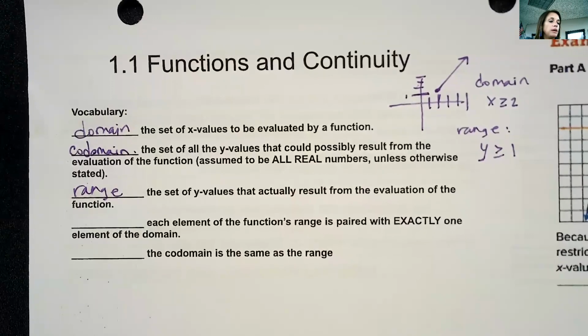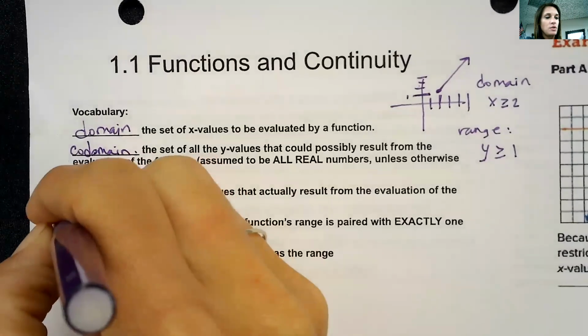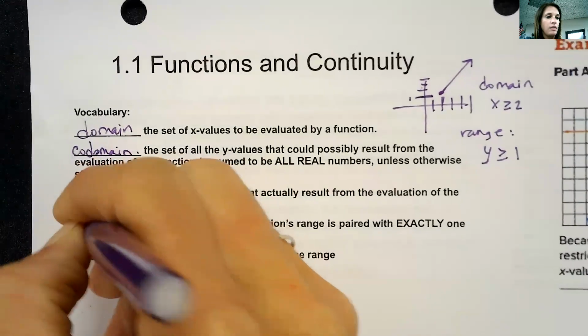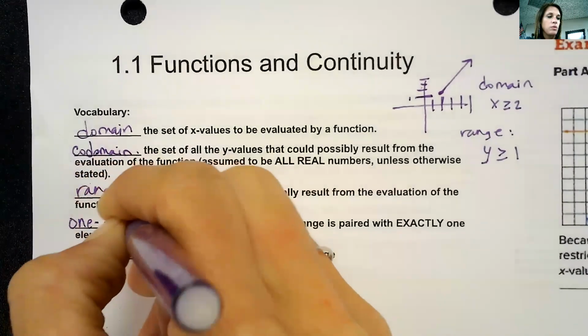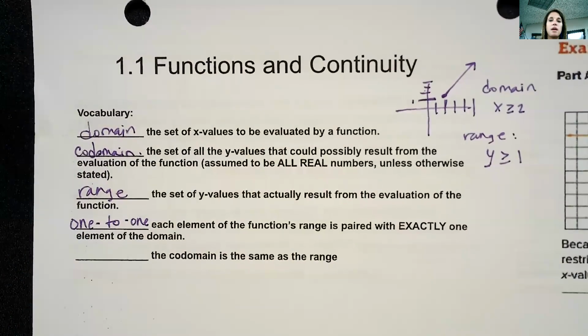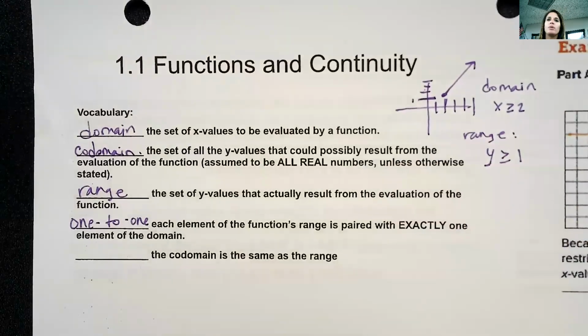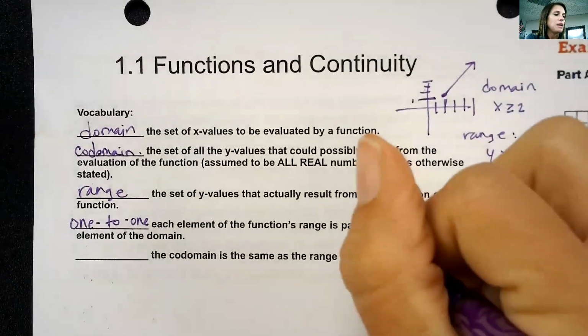Okay, so the next blank is 1 to 1. 1 to 1 means each element of the function's range is paired exactly with one element of the domain. Okay, so let's simplify those words. That's a lot of words. Let's simplify those words for just a minute.